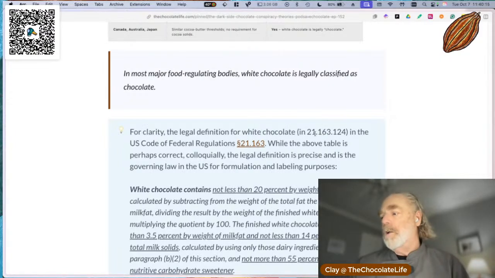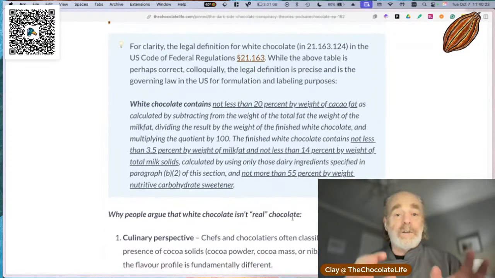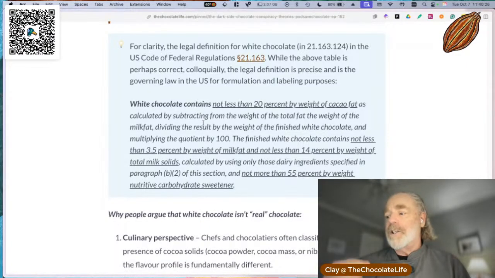Within section 163.124, I think it's section 2, is this description: white chocolate contains not less than 20% by weight of cacao fat. And then it tells you how to calculate that 20%. So if I have a white chocolate bar that weighs 100 grams, at least 20 grams of that is cocoa butter. That's the minimum requirement. It doesn't say there is a maximum, but there must be a minimum of at least 20% cocoa butter. Also, the finished white chocolate contains not less than 3.5% by weight of milk fat. So in addition to the fat from the cocoa butter, there is milk fat, and in that 100-gram bar, there's at least 3.5 grams of fat which comes from the milk.